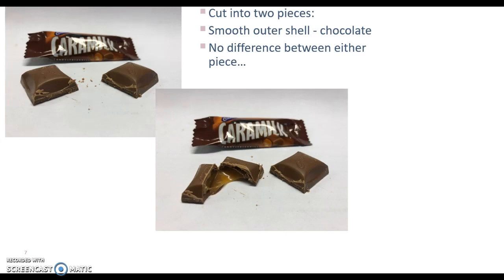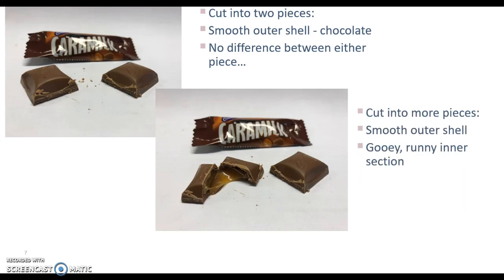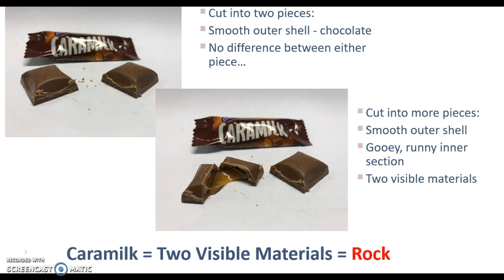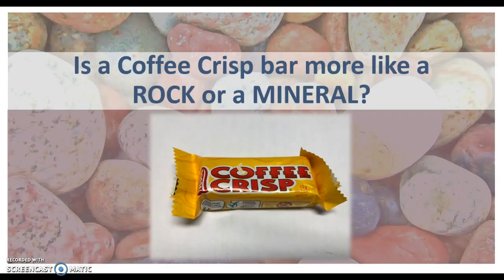Well, let's cut it into more than two pieces, and all of a sudden there's the smooth outer shell still there, but there's a gooey, runny middle section. There are two visible materials, and we know that minerals only are made of one material. So a caramel bar, because it has the chocolate and the caramel inside, I would classify this as being more like a rock. How about a coffee crisp?